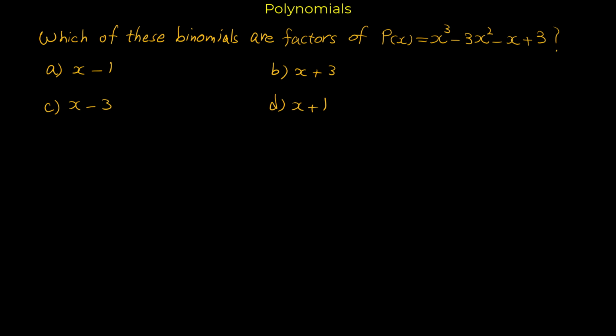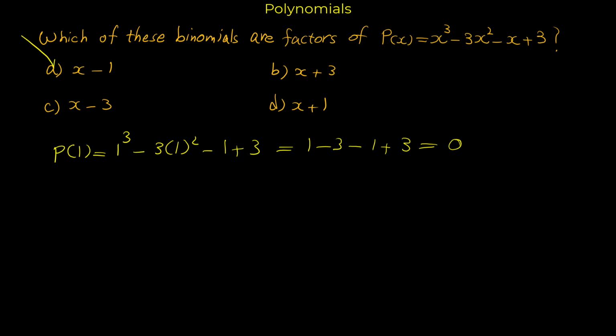Based on the factor theorem, we know that x minus 1 is a factor of this polynomial if p of 1 equals 0. If we plug in 1 in this polynomial, we have 1 to the 3 minus 3 times 1 to the 2 minus 1 plus 3. 1 to the 3 is 1, minus 3 times 1 to the 2, which is negative 3. So we have 1 minus 3 minus 1 plus 3. It equals 0 clearly. So this is a factor of this polynomial.